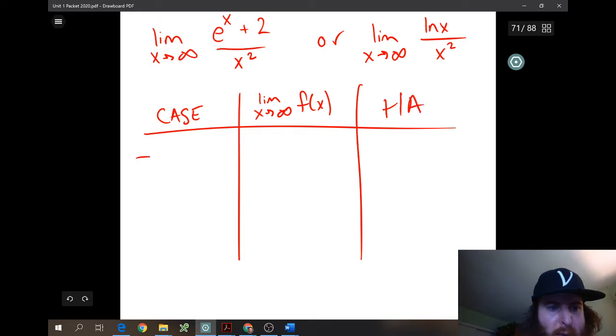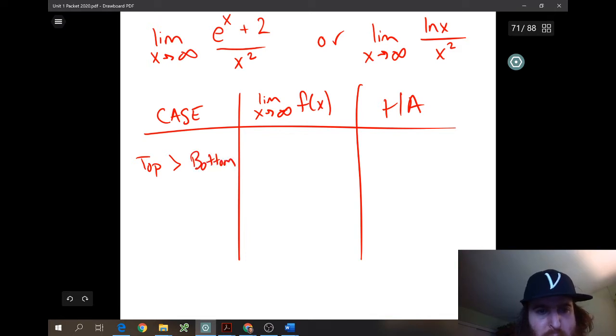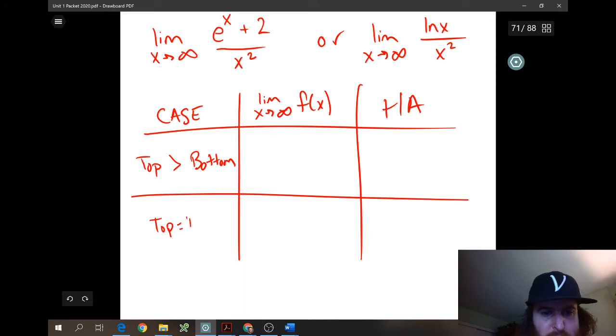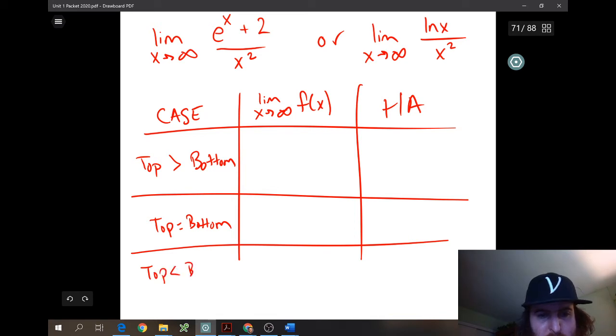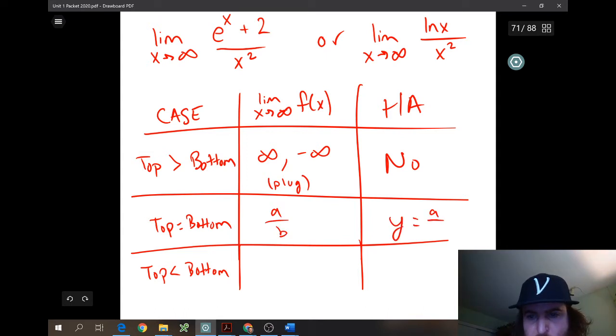Where we said, okay, if the top is bigger than the bottom, really we should say numerator bigger than the denominator, but I'm just going to go with top bigger than bottom, top equal to bottom, and when the top is less than the bottom. So in the first case, when the top was bigger, it was infinity or negative infinity. You just had to plug it in to figure out which one, and there was no horizontal asymptote. In this case, it was a over b, and the horizontal asymptote was a over b. Now, the negative could appear if there was a square root, right? This isn't really going to happen with these weird cases because those are more for polynomials, but I'll just rewrite it. And then in the bottom case, it's 0 and y equals 0.